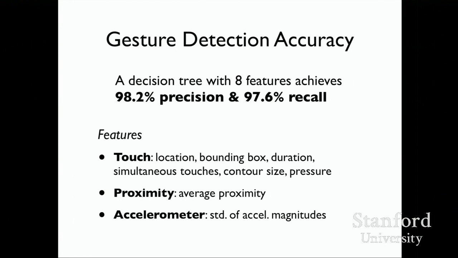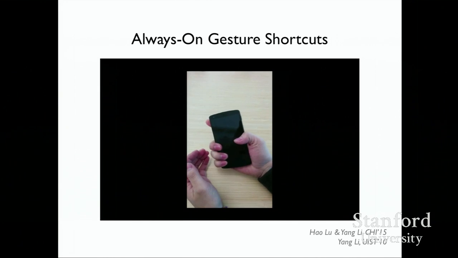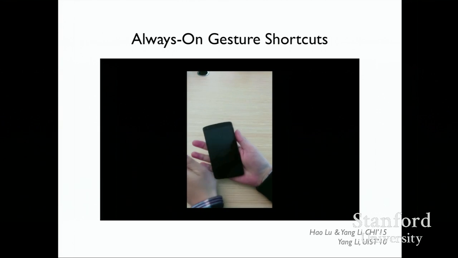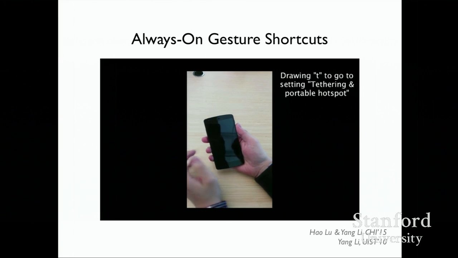So based on this analysis, we trained a decision tree model by combining a set of features. We achieved good accuracy in terms of precision and recall. Here I want to show you how well it actually works. So these accidental touches will not trigger any actions. But when the user draws a gesture, the system responds right away. That's how well it works.